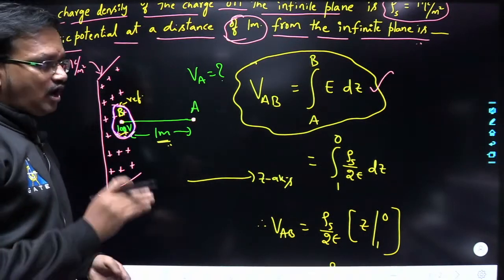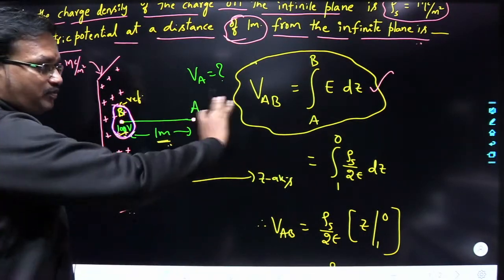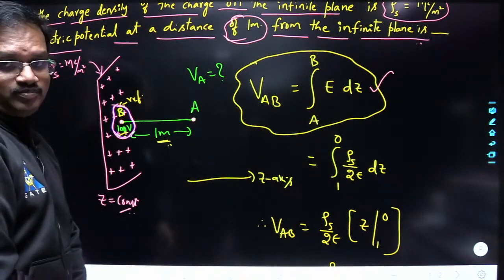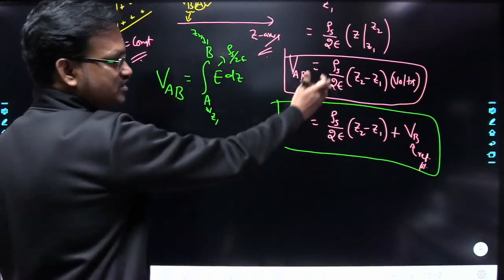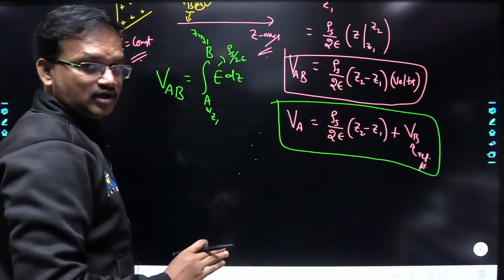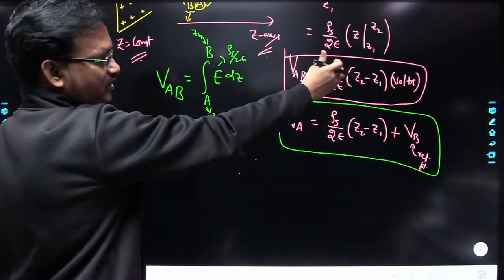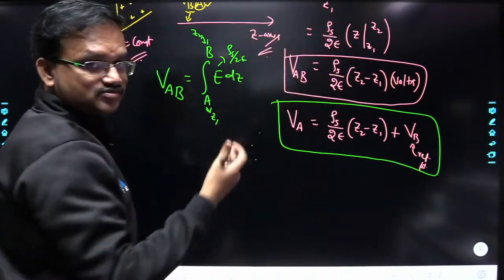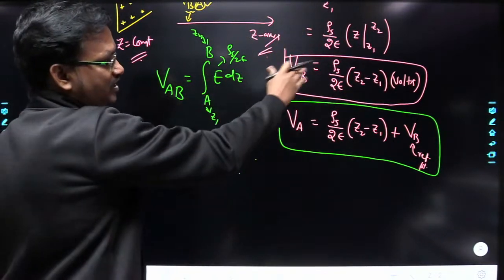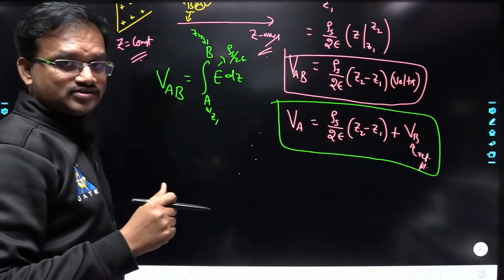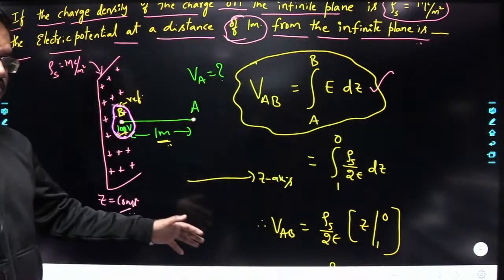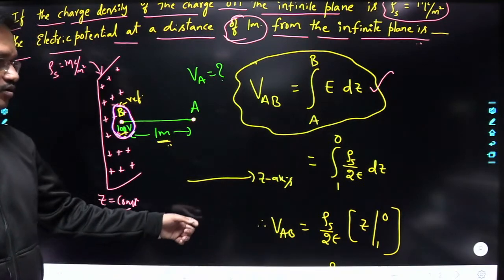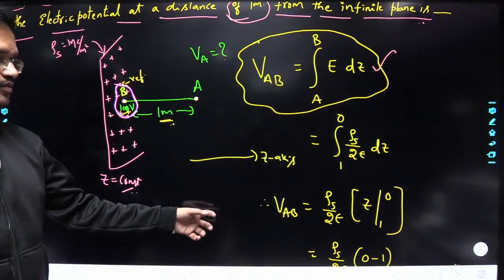So that's why don't blindly follow the formula. Understood? Always you must understand the procedure and concept. That is very, very important. If you would have written just simply rho s by 2 epsilon into z2 minus z1, and taken z2 as 1 meter and z1 as 0, then you would get VAB as some positive value, which is wrong. Yes or no? Understood? So I always follow the procedure and concept. That is very, very important. That's why I have given this problem here.